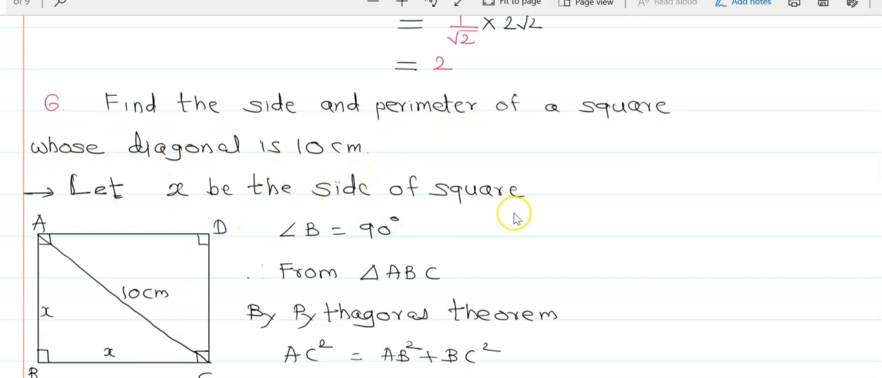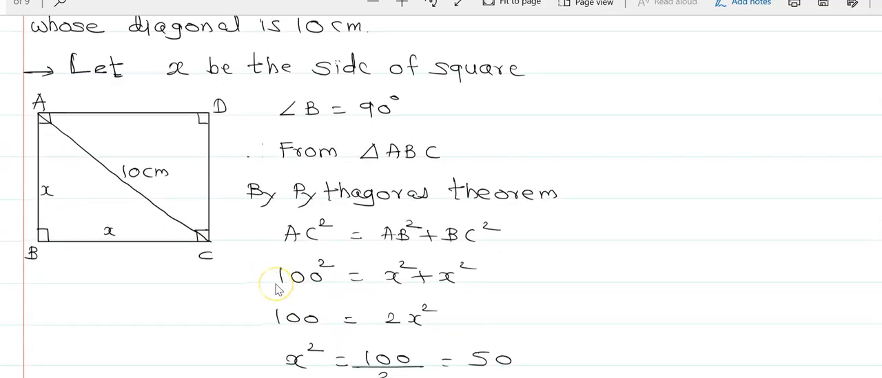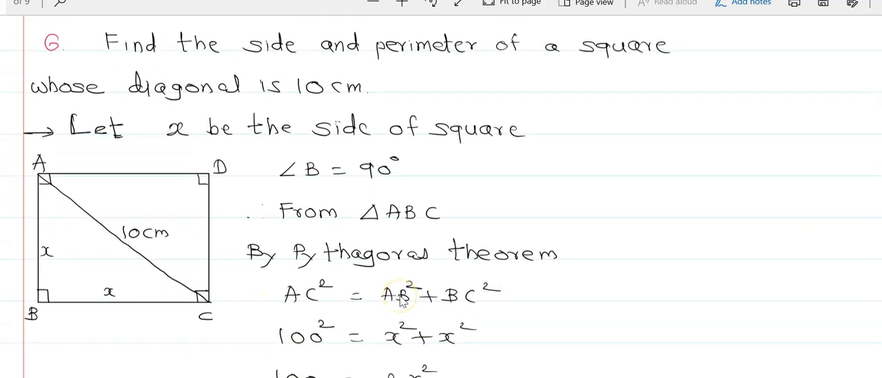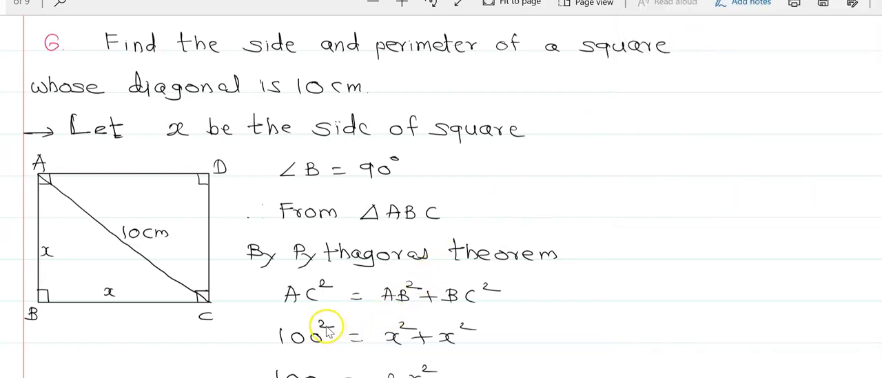Let x be the side of the square, angle B is 90 degrees from the triangle ABC. See this ABCD, this is x and x, AB is x, BC is x. By the Pythagoras theorem, AC square is equal to AB square plus BC square. 100, by mistake here is a 100, it is not the 100. Change it. This is the 100.